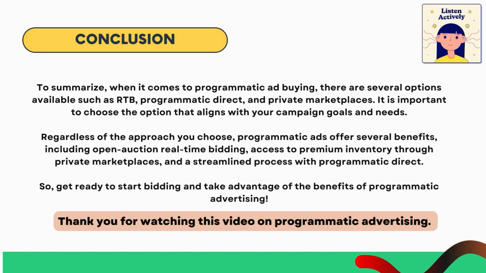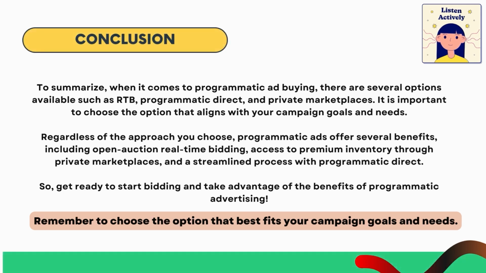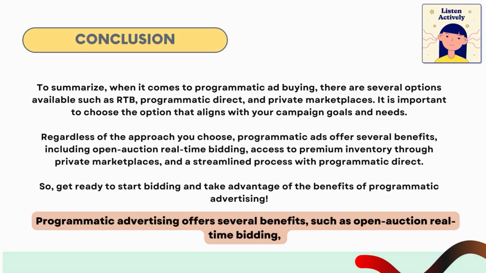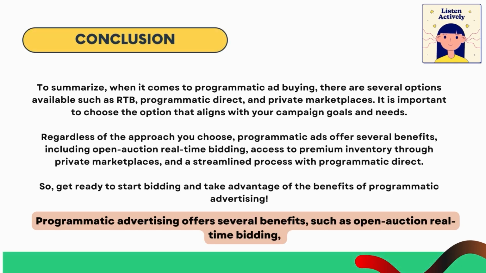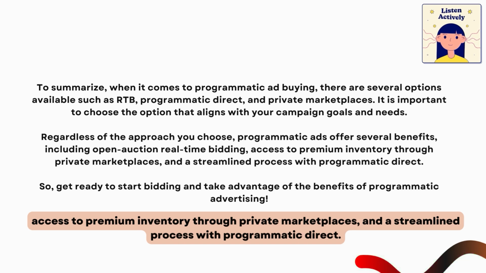Finally, we are at the last slide. Thank you for watching this video on programmatic advertising. To recap, we covered the different options for programmatic ad buying, including RTB, programmatic direct, and private marketplaces. Remember to choose the option that best fits your campaign goals and needs. Programmatic advertising offers several benefits, such as open auction real-time bidding, access to premium inventory through private marketplaces, and a streamlined process with programmatic direct.